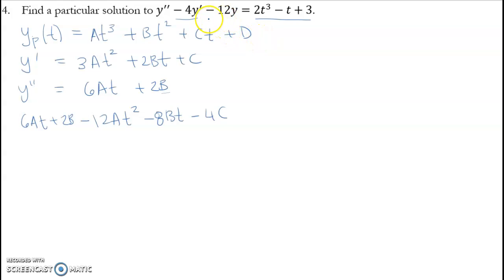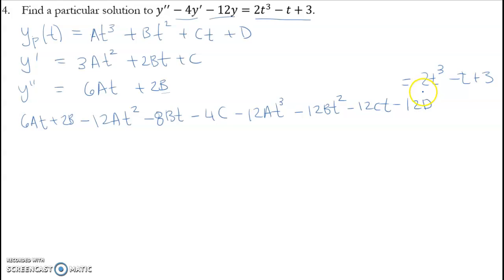And lastly, we have to multiply negative 12 to all the terms. So we have negative 12a t cubed minus 12b t squared minus 12ct minus 12d. And we know that this has to equal 2t cubed minus t plus 3.